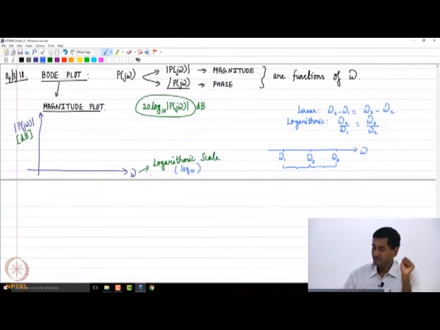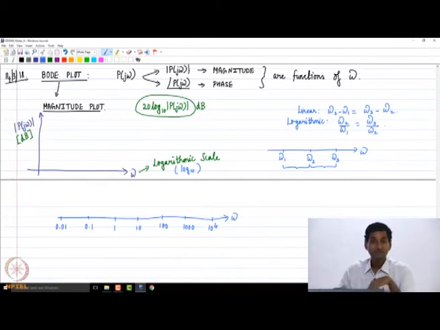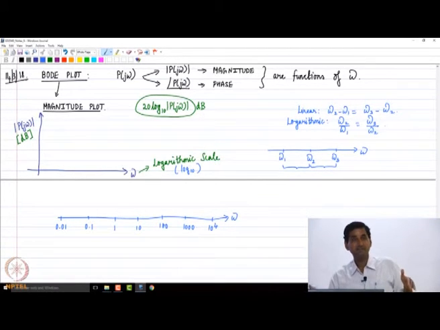One point is that you can essentially plot a wide range of omega, right. For example, if I use a logarithmic scale, I can start with 0.01, then 0.1, 1, 10, 100, 1000, you get the point, right. And then I can go to 10,000 and so on. So you can see that in a finite scale, I can cover a vast range of omega, right. If I use a linear scale, it is going to be really difficult to plot such a vast range.